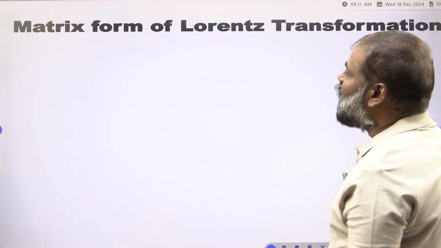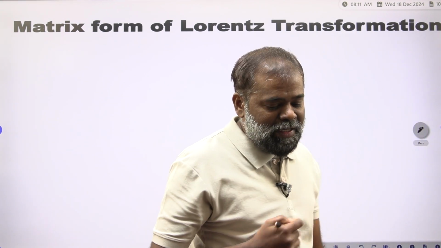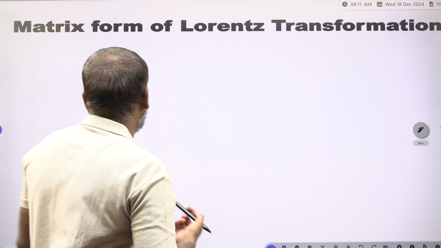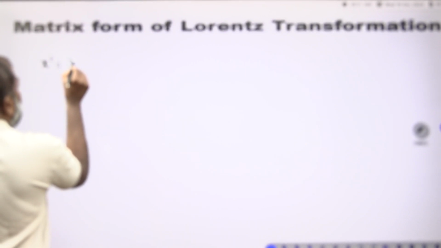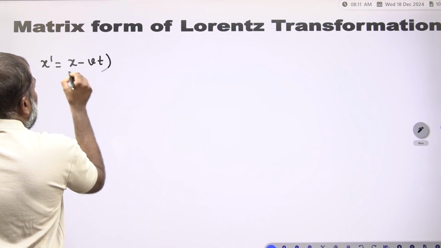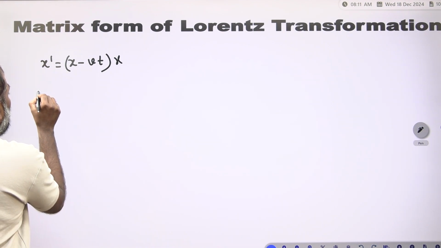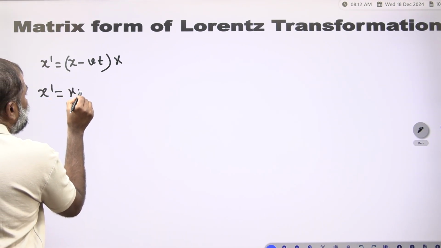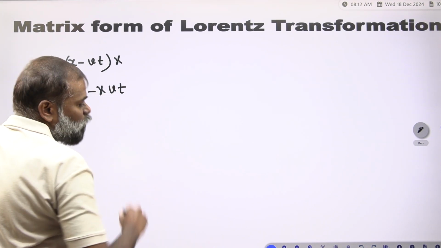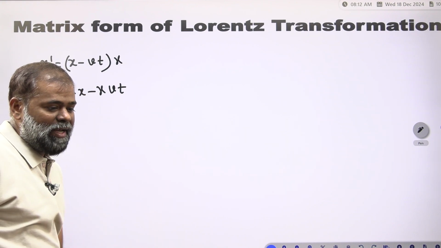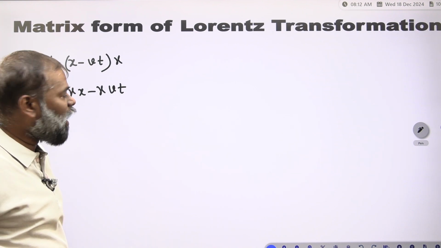Now we will see the matrix form of the Lorentz transformation. How do we write the matrix form? You have to see. First we take the Lorentz transformation: x dash is equal to x minus Vt into gamma. So therefore x dash is equal to gamma into x minus gamma into Vt, clear.